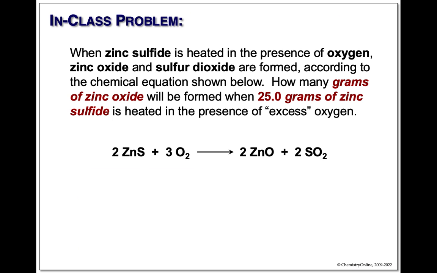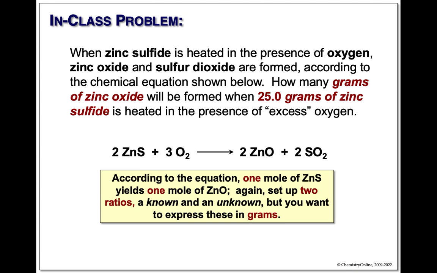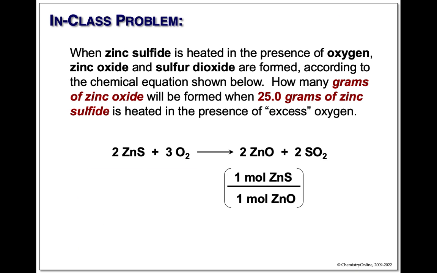We're looking for grams of zinc oxide. We are given grams of zinc sulfide. So, zinc sulfide, zinc oxide, 2 to 2 or 1 to 1. First thing we're going to do is write our known ratio. That's 1 to 1. Again, zinc sulfide is going to be our given. I have deliberately turned this upside down just to show you you could.